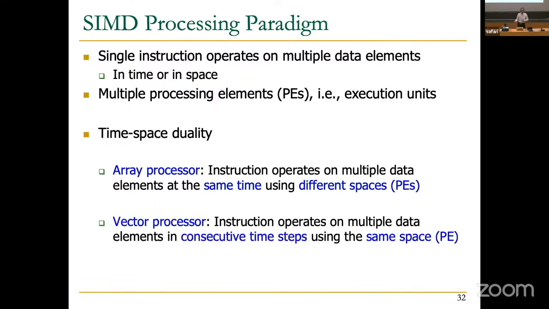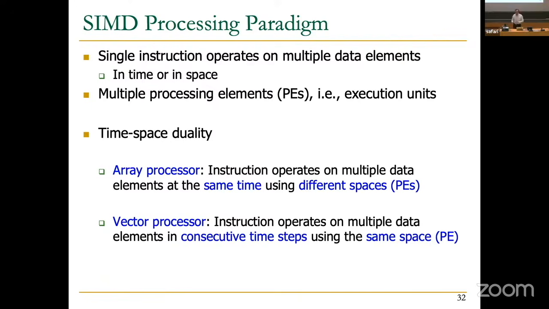A vector processor, on the other hand, is more frugal in the sense that you don't need to have many different processing elements that do exactly the same thing. You can have only one, but you reuse that processing element in time. Every single cycle, you do the same operation on different data elements in consecutive cycles. Basically, the same instruction operates on multiple data elements in consecutive time steps using the same space processing element. This is why vector processors were initially more popular, because they were more hardware efficient. You don't need to replicate the same functional unit many times. You can just have one add unit, and vector operations can be pipelined through it.